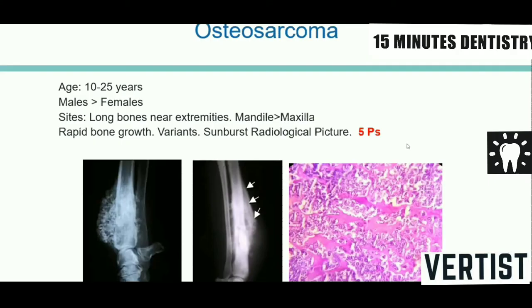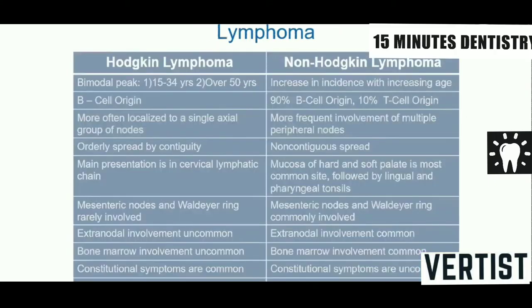To understand this lesion, we should remember the 5 P's, that is pain, paresthesia, periodontal widening, pathological fracture, and protein, which is the bone morphogenic protein.